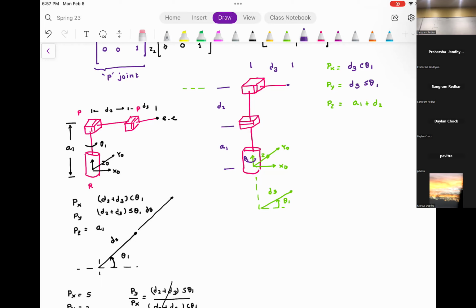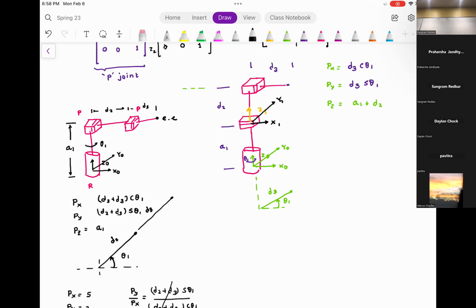Any question? Frame assignment, how it is. Oh, the frame assignment. Actually, you may have to translate the frames. But since you asked, let's start. This is going to be Z1. Now, this is not too bad. This is going to be X1. And this is going to be Y1. Can you see if the rule is satisfied? X1 is perpendicular to Z1. X1 is perpendicular to Z0. Right hand coordinate rule satisfied.